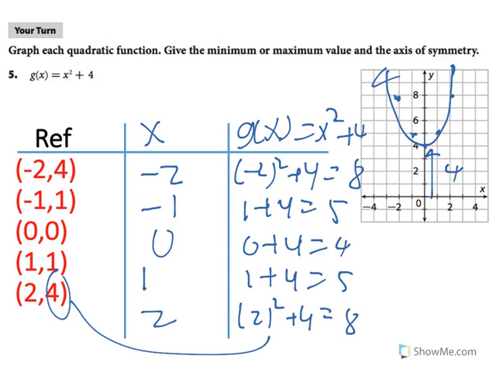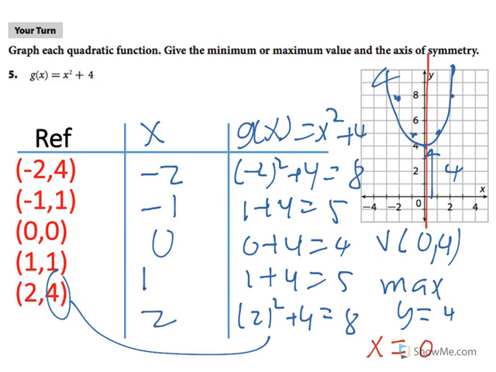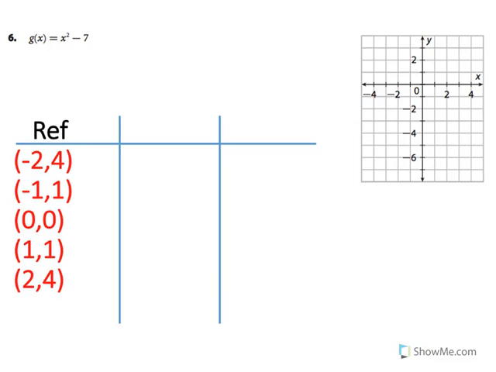It says give the minimum or maximum value and the axis of symmetry. From our previous lesson, we know that the vertex is 0, 4. So the minimum is y equals 4, and the axis of symmetry is this line here, which is x equals 0. Okay, let's go on to our next one. This is x, and this is x squared minus 7.